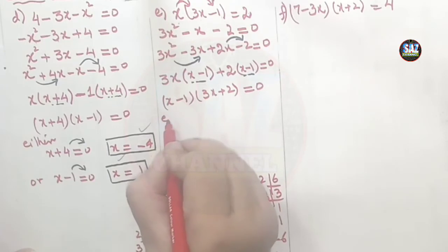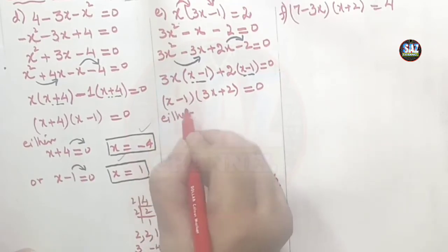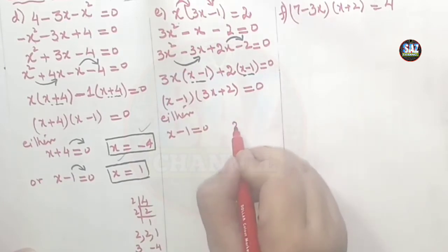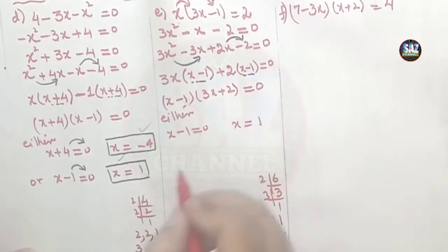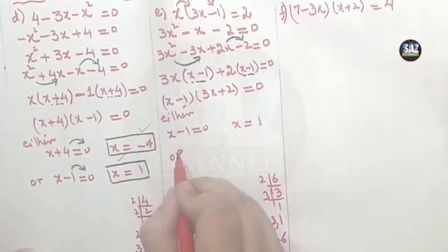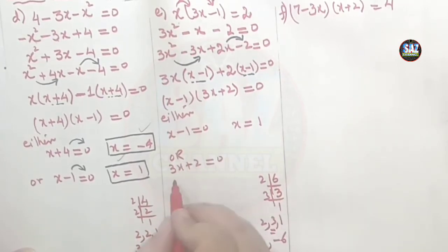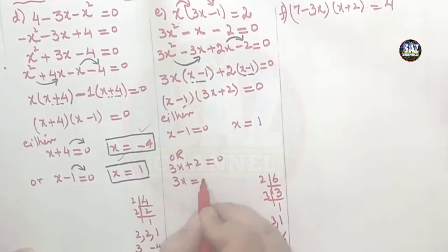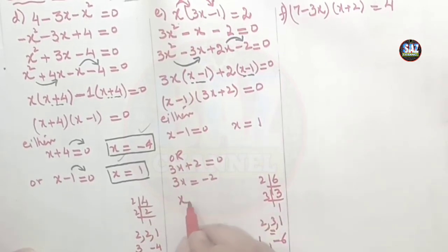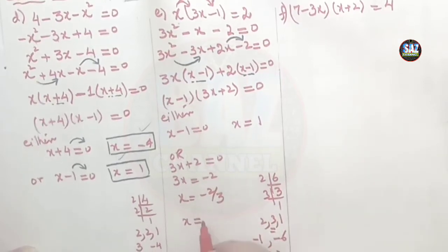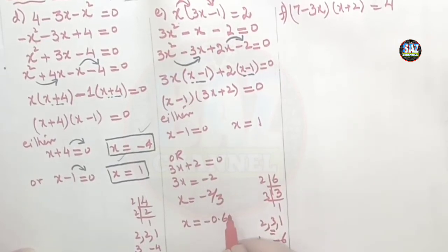For the solution purpose, either x minus 1 equals to 0 and this will give me x equals to 1, or 3x plus 2 equals to 0, 3x equals to minus 2, shift 3 to other side, minus 2 by 3, and 2 by 3 is minus 0.66.